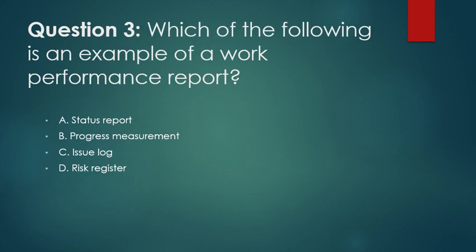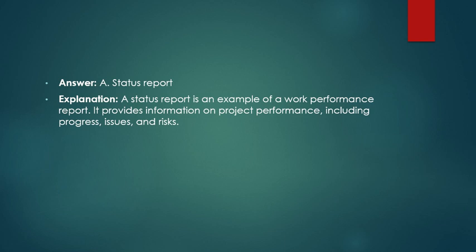Question 3. Which of the following is an example of a work performance report? Status report, progress measurement, issue log, risk register. Any idea? Answer is a status report. A status report is an example of work performance report. It provides information on project performance, including progress, issues, and risk.